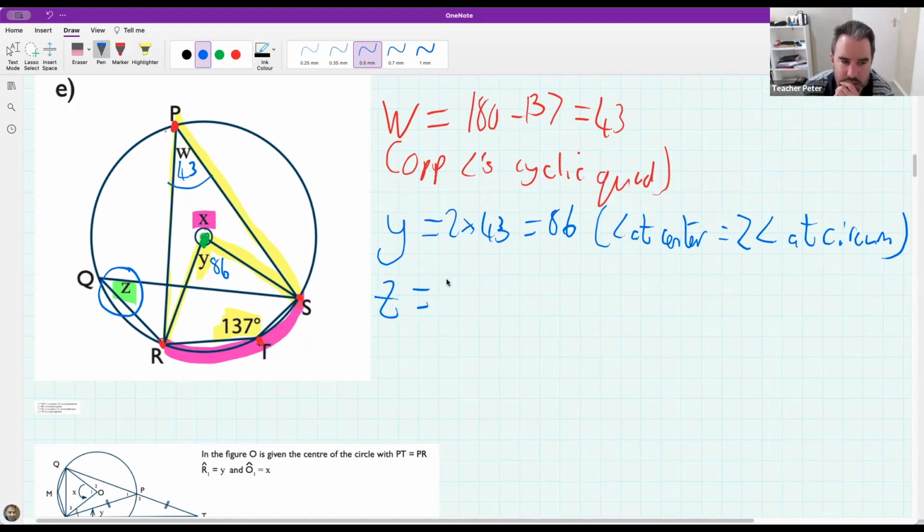So by y and z, I see some, it looks like it's a ribbon, and there's a theorem, I don't know what the theorem is, but z is going to be half of 86. That I know for sure. Yeah. Okay. So what you're using is the angle at the center is double the size of the angle at the circumference. So if you're looking at the relationship between y and z, it would definitely be 43.